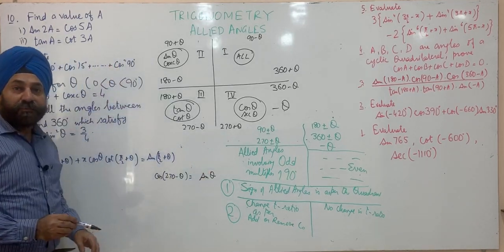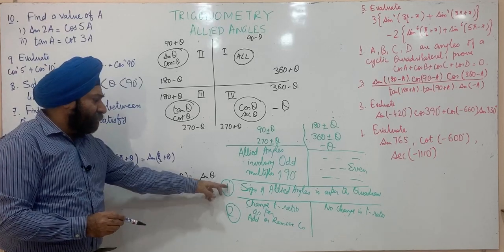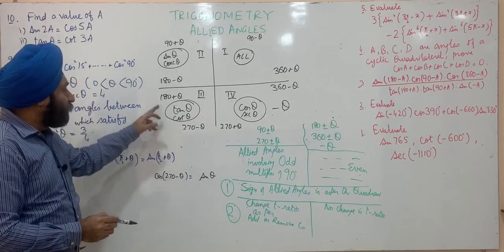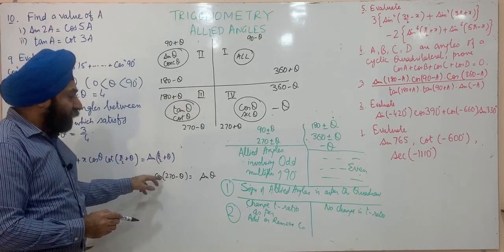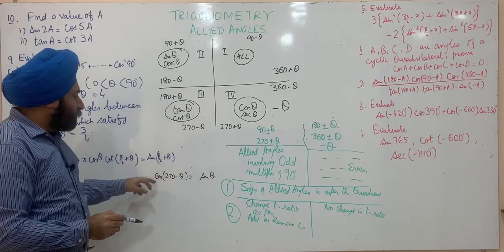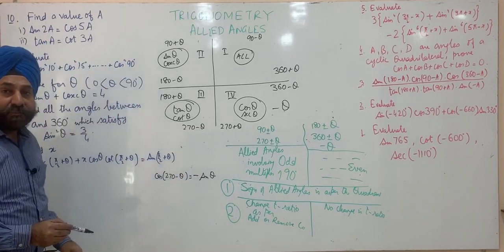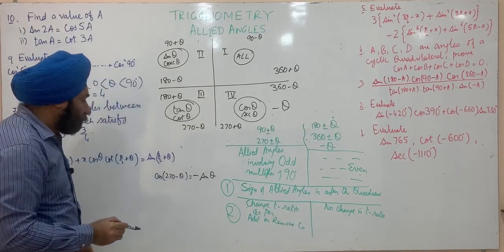This is the rule. And what about the plus or minus sign? The sign is as per the first rule. 270 minus theta is in the third quadrant, and we are finding cos of an angle in the third quadrant. Cos is negative here, so we write minus sine theta. This is how we use the two rules.